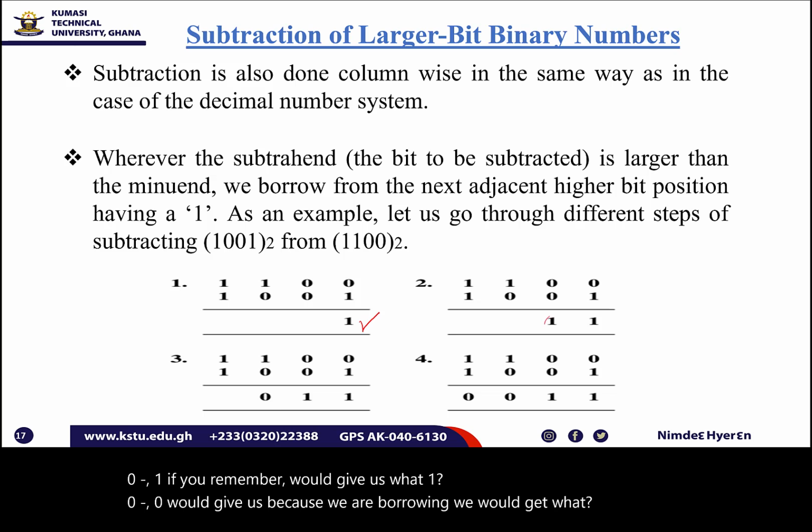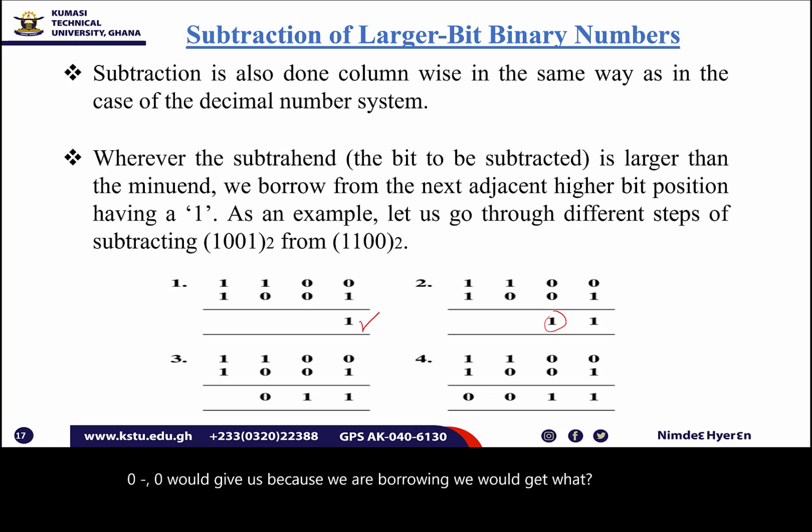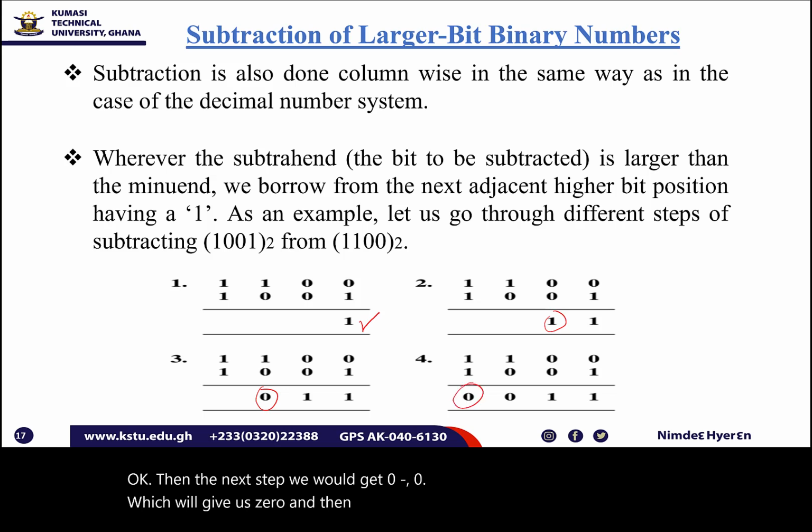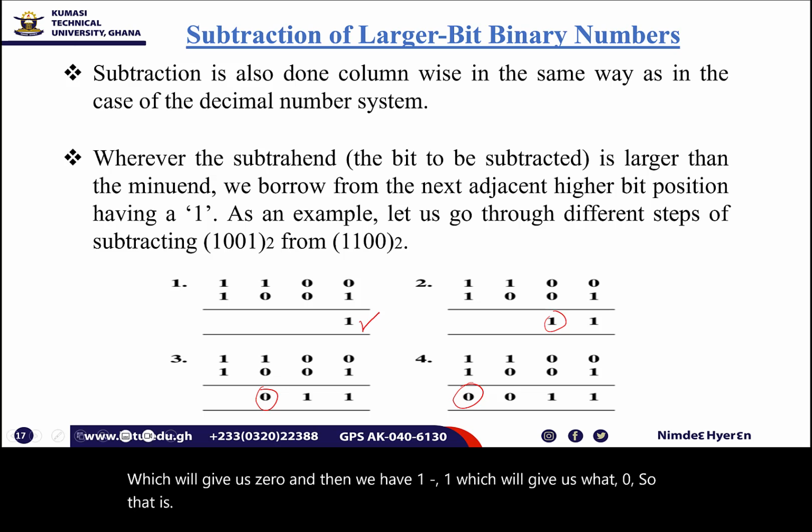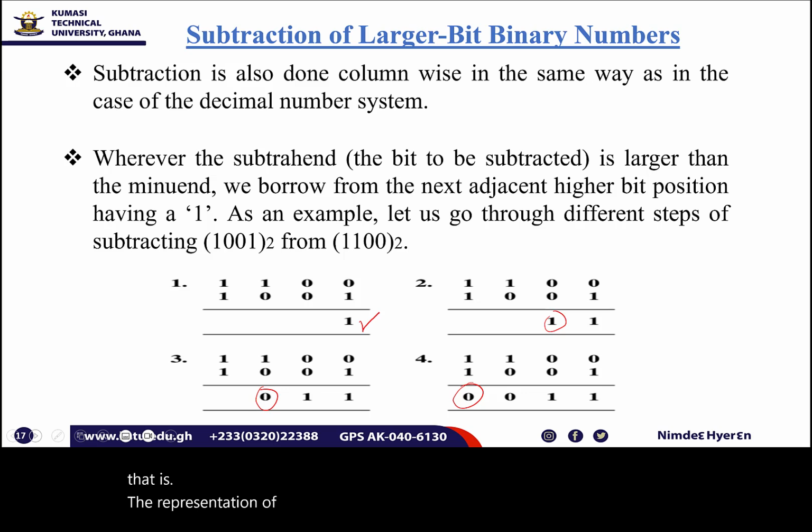1. Okay. Then the next step, we would get 0 minus 0, which will give us 0. And then we have 1 minus 1, which will give us what? 0. So that is the representation of larger bits subtraction of binary numbers.